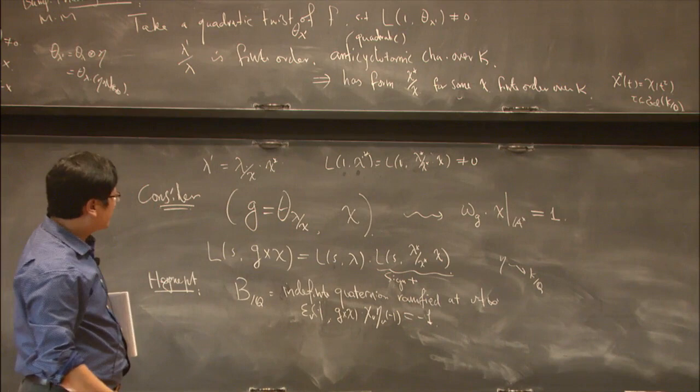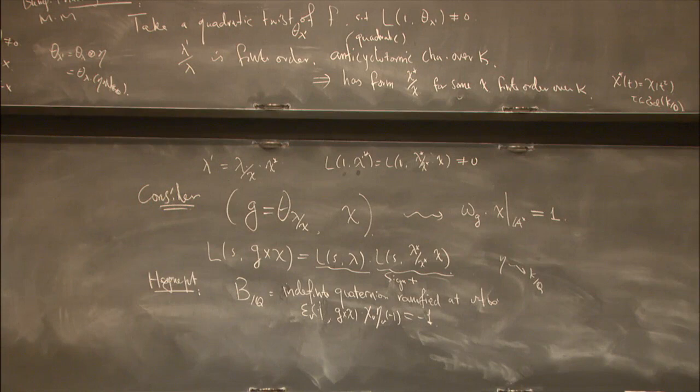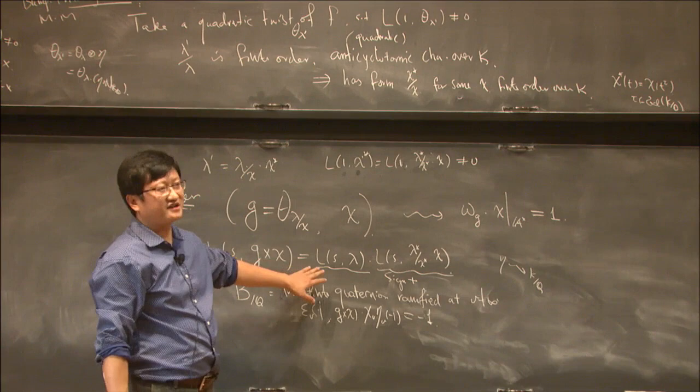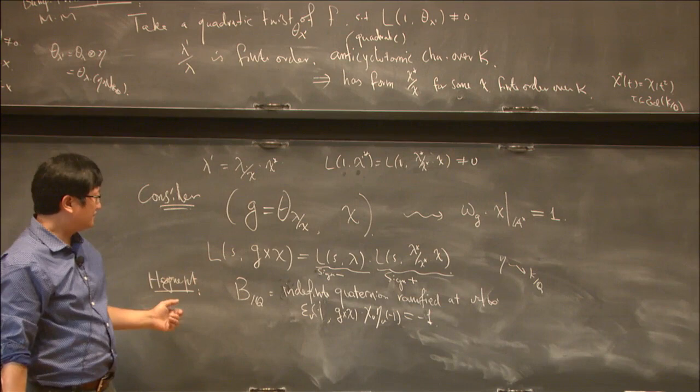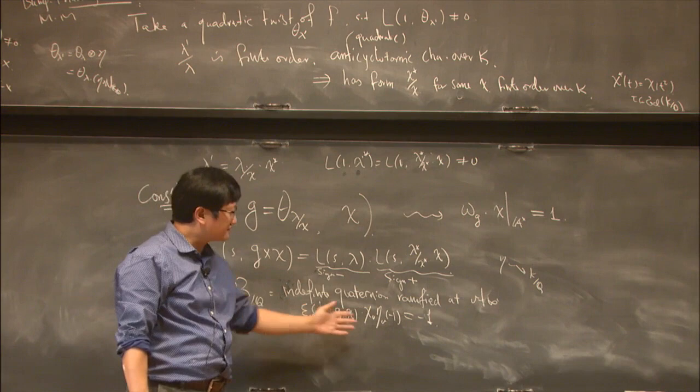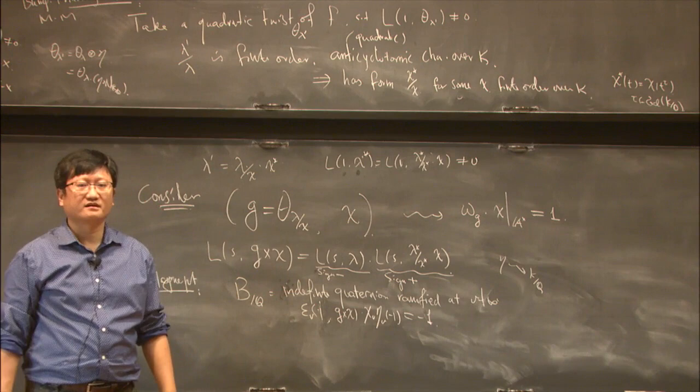Because here we assume the rank is 1, we know the L-series has sign negative 1 by parity. So this has sign negative 1, and this one has sign negative 1, so there is an even cardinality of places satisfying this condition. So they correspond to a unique indefinite quaternion algebra. Why is the second one sign 1? Because its value is non-zero.